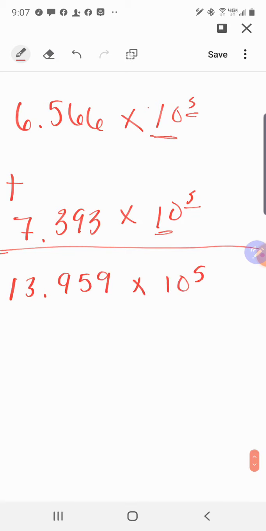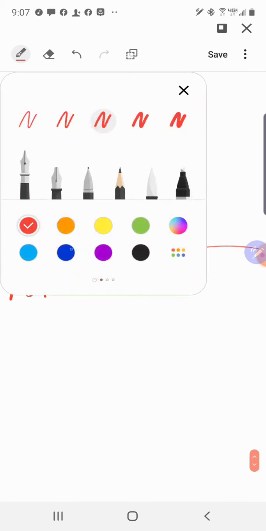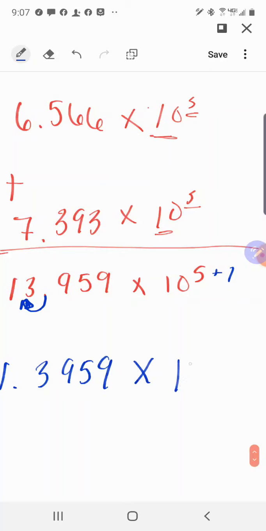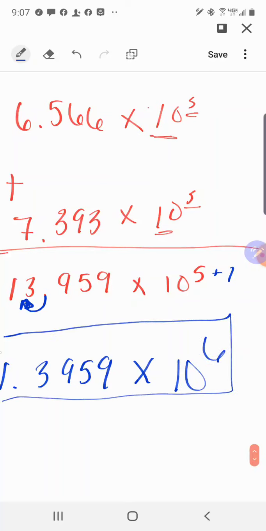Is that answer in scientific notation? It is not in scientific notation. The decimal needs to be behind the 1. So since the decimal needs to be behind the 1, I need to move the decimal. I'm going to change the color again from here back. And when I do that, I am now going to add 1. So it becomes 1.3959 times 10 to the 6. And that is your answer.